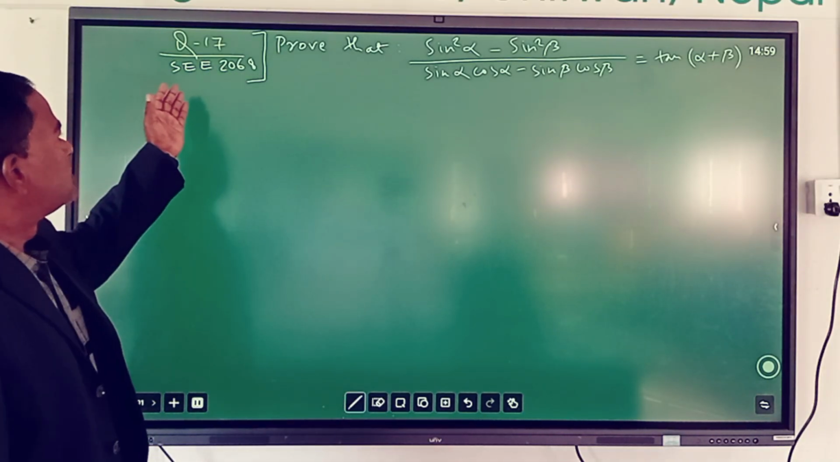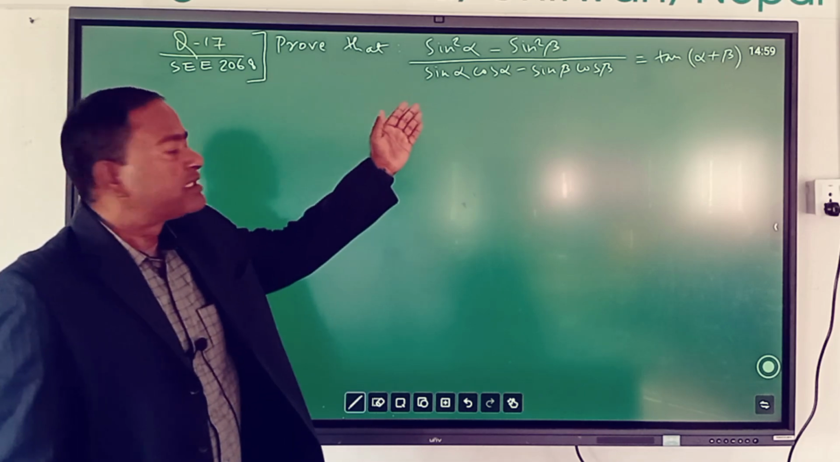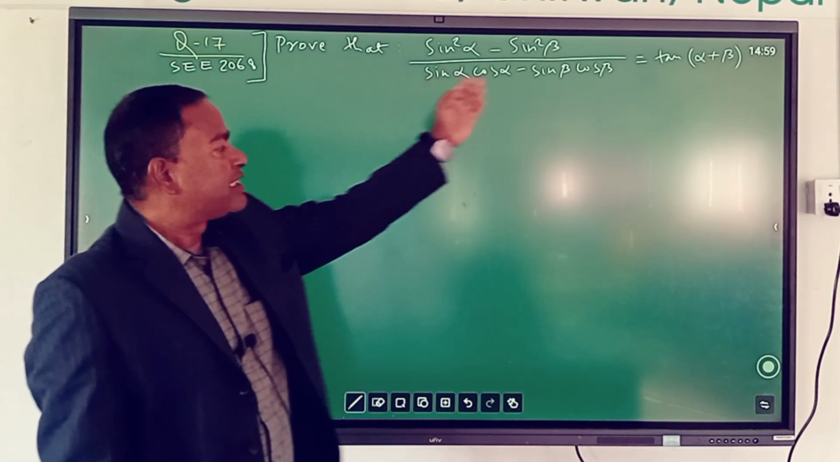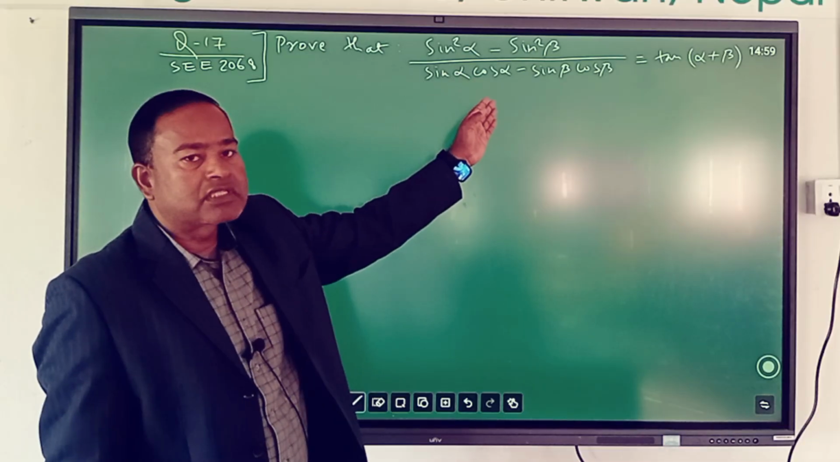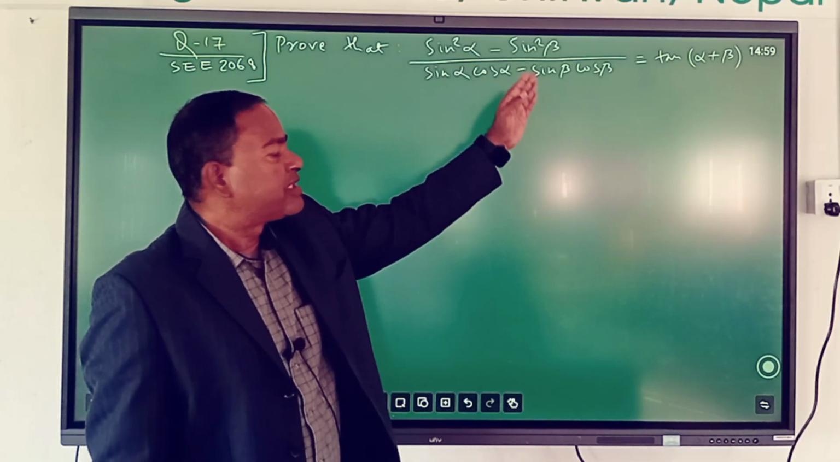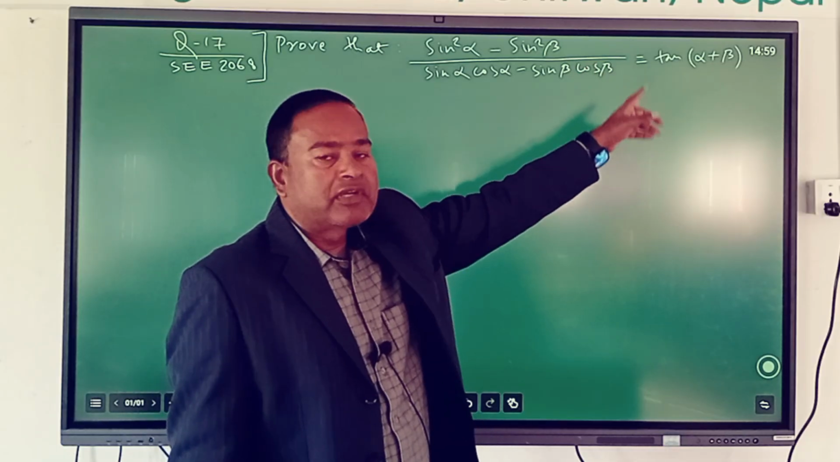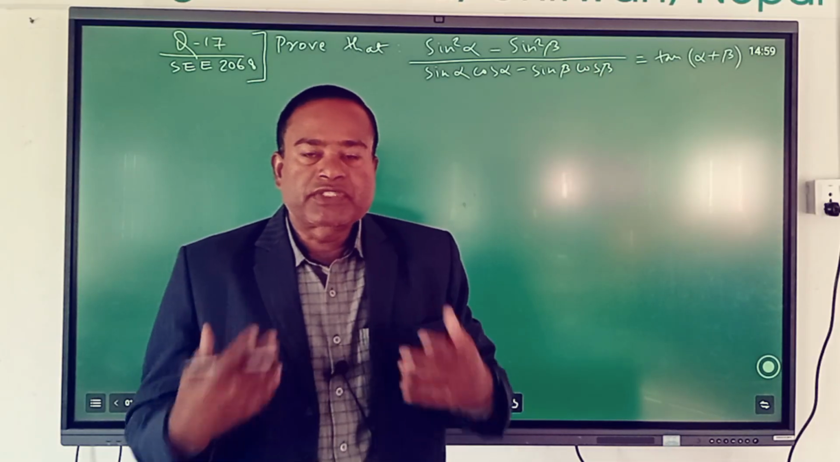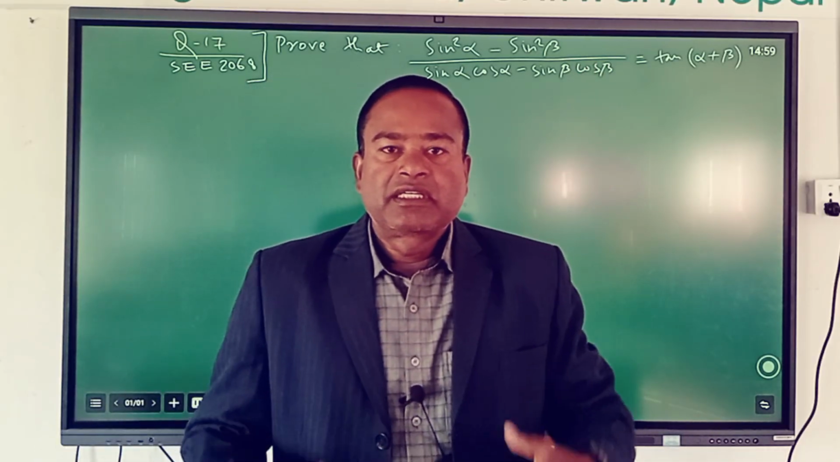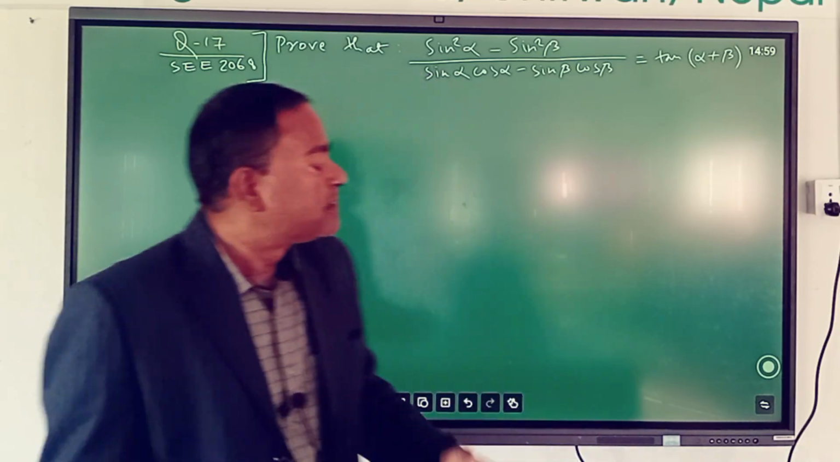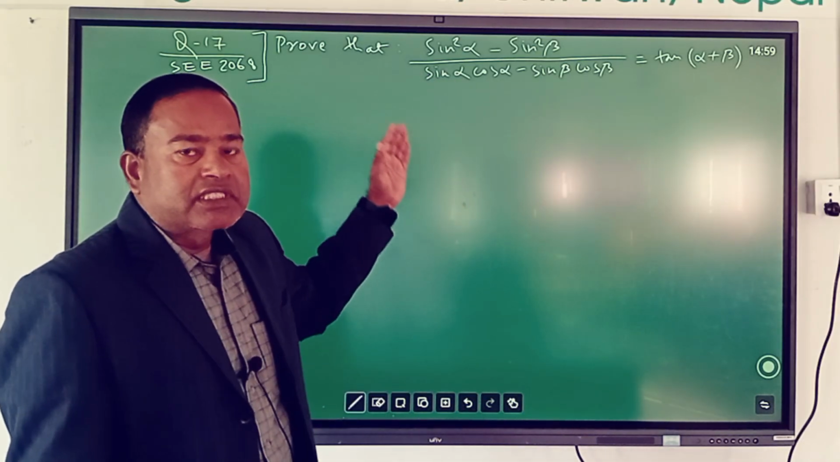Dear students, the question is: prove that (sin²α − sin²β) divided by (sin α cos α − sin β cos β) is equal to tan(α + β). So dear students, at first let us recall the formulas which are used in solving this problem.